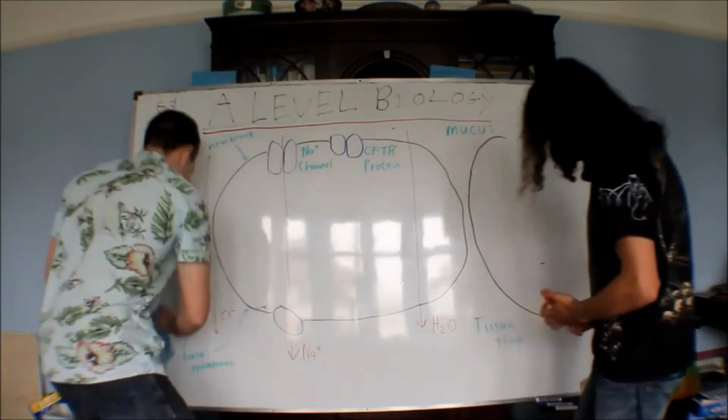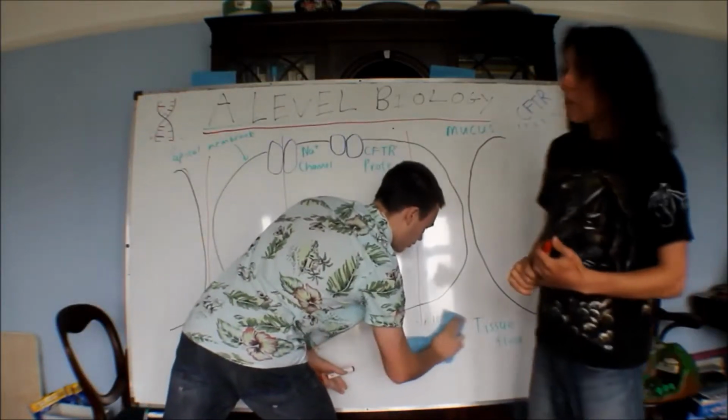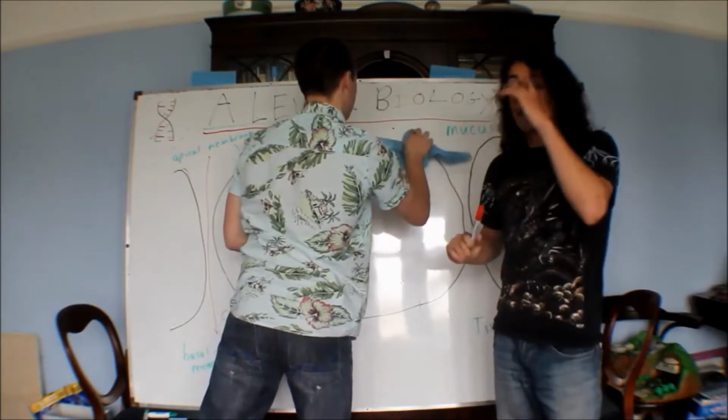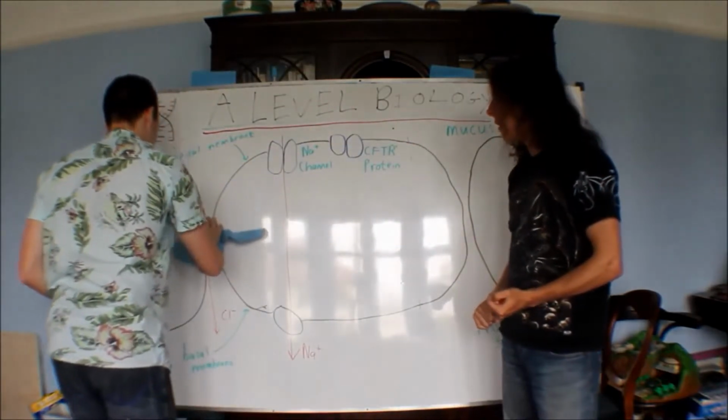So let's annotate that again. Cross all this off. You've got too little water that side, so you want to put water that way. And this is where we start using our CFTR channel.